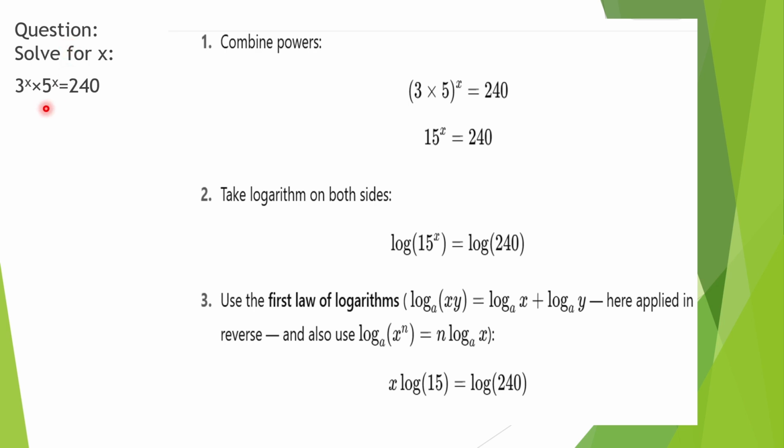For example, if we have a question like this, solve for x. 3 raised to the power of x and 5 raised to the power of x is equal to 240. 3 raised to the power of x and 5 raised to the power of x are in multiplication. So first of all, we will take the common power of 3 and 5. It will become 15 raised to the power of x is equal to 240. Here it is said to take logarithm on both sides.